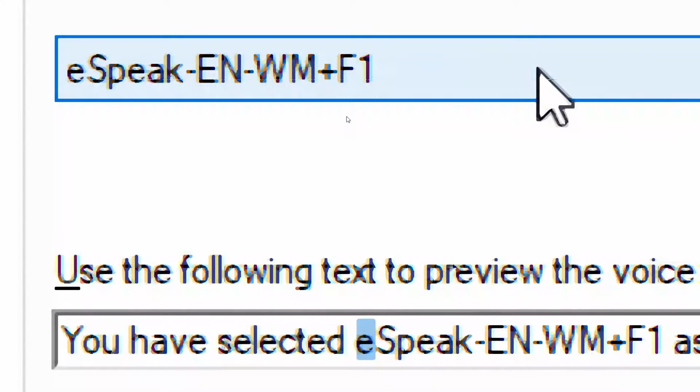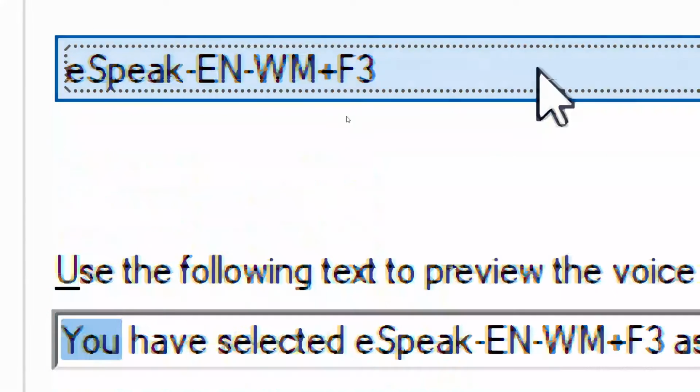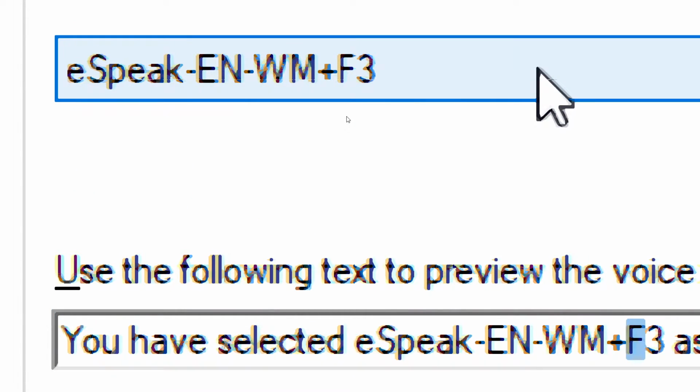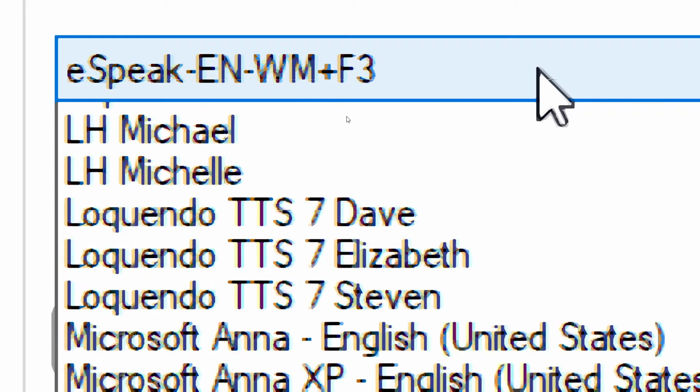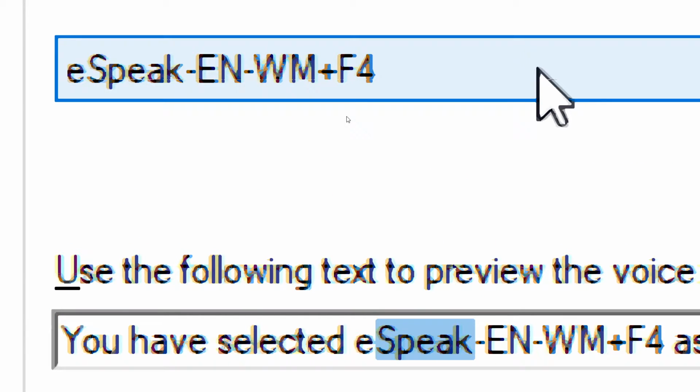You have selected eSpeak ENWM plus F1 as the computer's default voice. You have selected eSpeak ENWM plus F2 as the computer's default voice. You have selected eSpeak ENWM plus F3 as the computer's default voice. You have selected eSpeak ENWM plus F4 as the computer's default voice. You have selected eSpeak ENWM plus F5 as the computer's default voice.